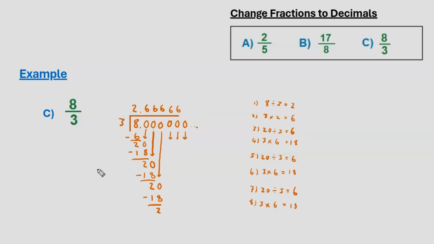So, to write 8 over 3 in its decimal form, we can just round to a number of decimal places. Let's just round to 2. But the real decimal form is just going to be 2.66666, going on and on forever. So this is a perfectly reasonable answer. The decimal form of the fraction 8 over 3 is 2.67 to 2 decimal places.